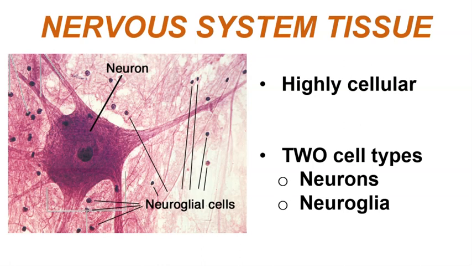Recall that nervous tissue is dominated by two cell types. The first cell type was the neurons, which are the structural units of the nervous system, and they also fulfill the role of being the signal-sending cells of the nervous system. The second cell type is called the neuroglia, which are also called the glial cells. And these are the supporting cells of the nervous system because they help to maintain neurons in various ways.